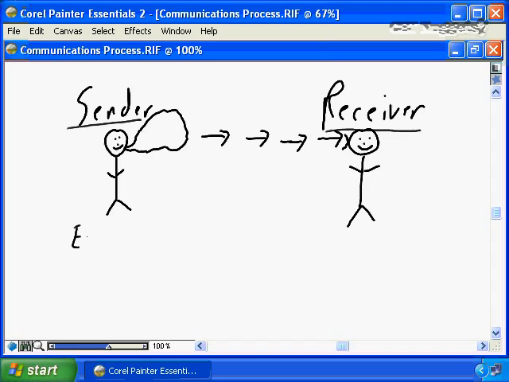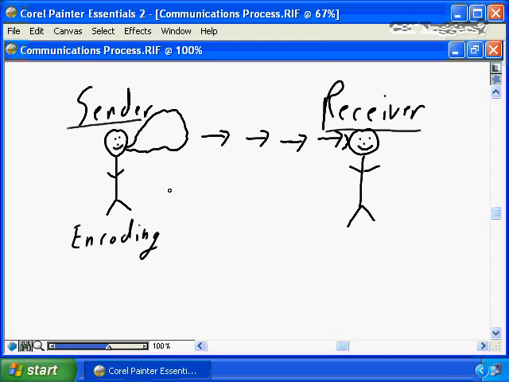With encoding, the sender translates their thought processes, translates the raw information, and puts it into a format that is suitable for transmission to the receiver. I have a friend of many years ago who was a multilinguist, spoke 5 different languages. I talked to him about his thought process and his communications process.